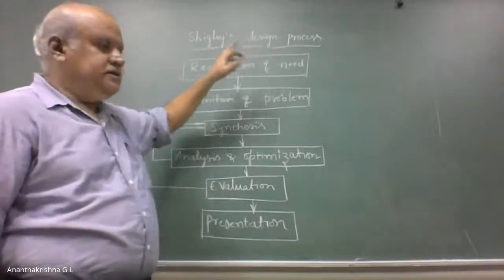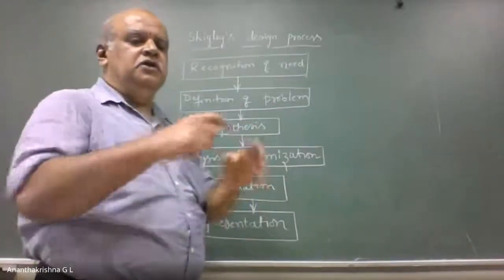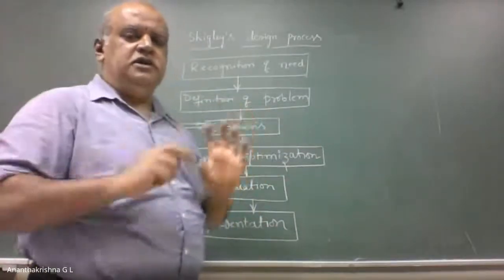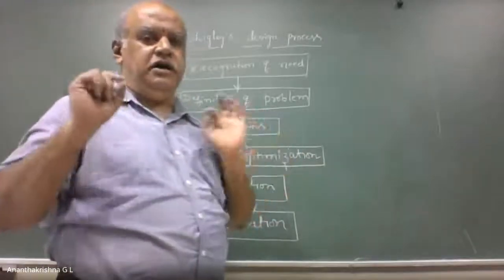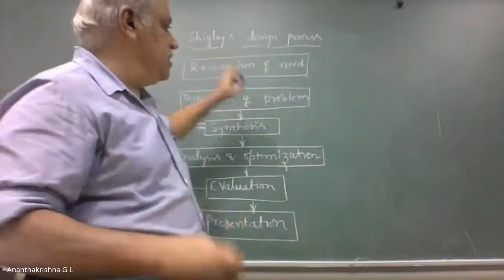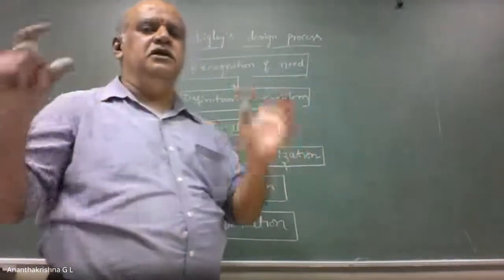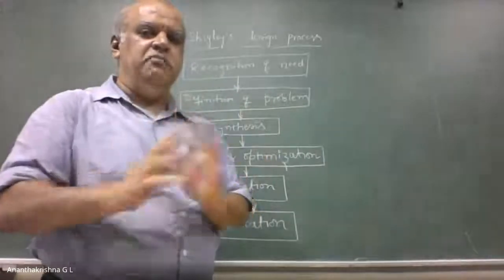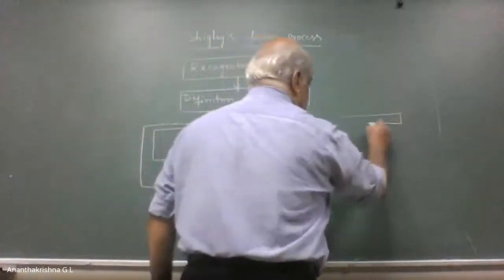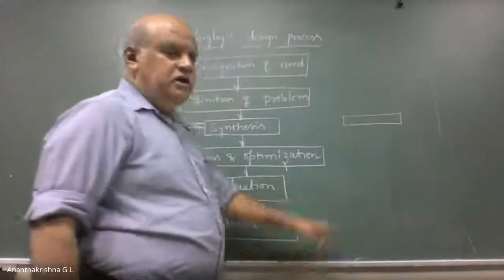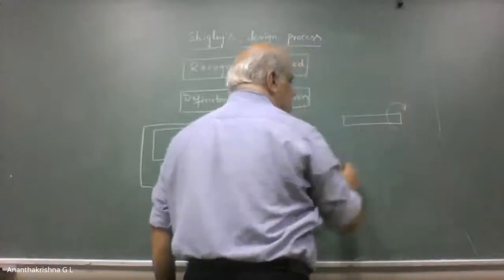Are you with me? Suppose you are given a problem that you need to rotate a shaft. That is the basic need, you want something to be rotated. That is the recognition of need. Definition of problem: the shaft has to rotate at certain RPM. So you have to build a machine. I am just taking an example. You have got a shaft. This shaft needs to be rotated. So for the shaft to rotate, what do we need?